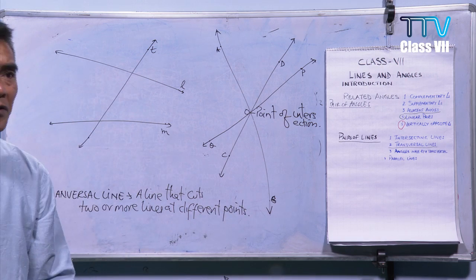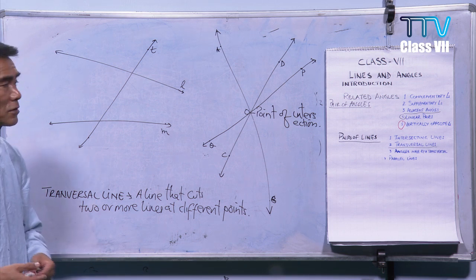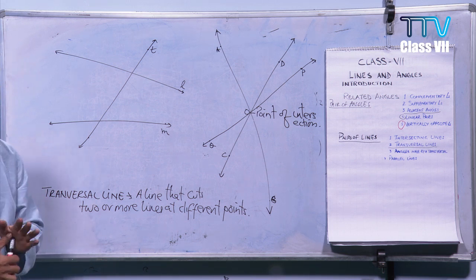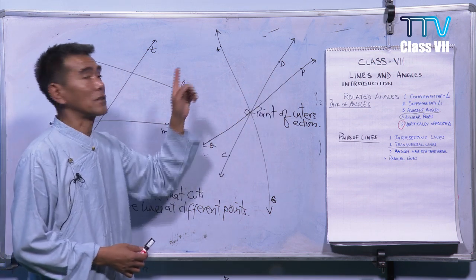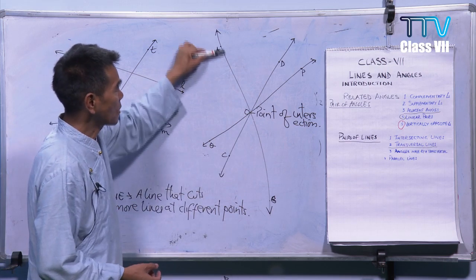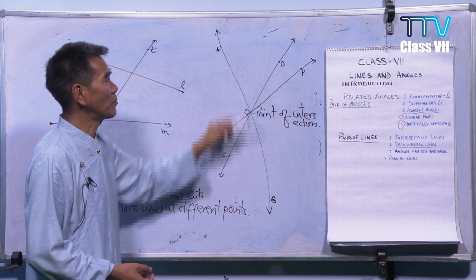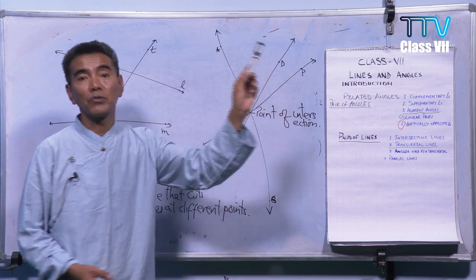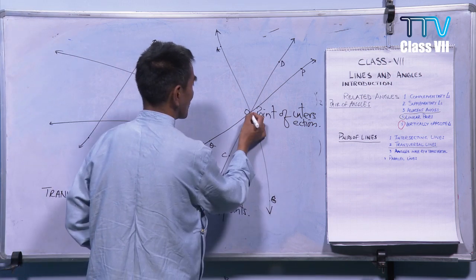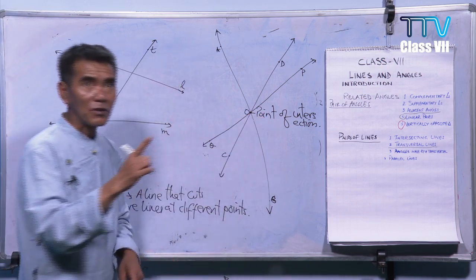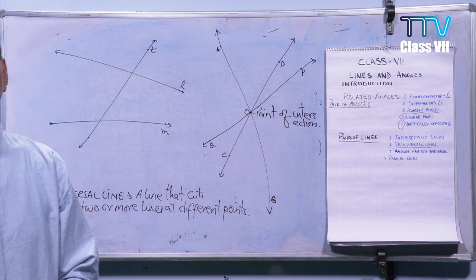A transversal is a line that cuts two or more lines at different points. In this example, PQ is a transversal line that cuts the lines, intersecting at points A, B and C, D. So PQ is not a transversal line.